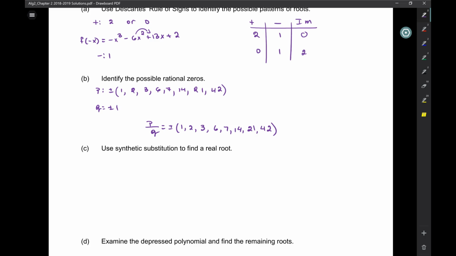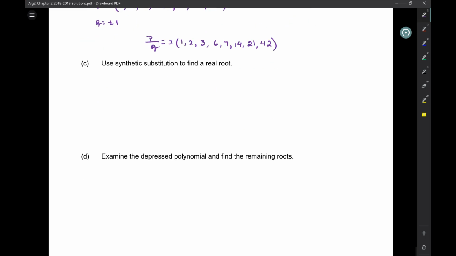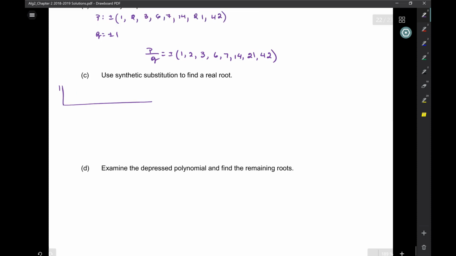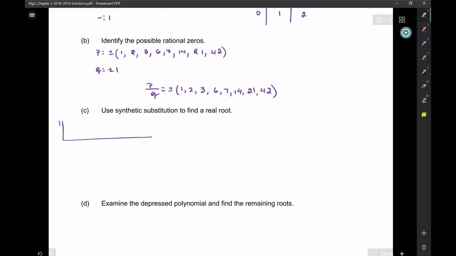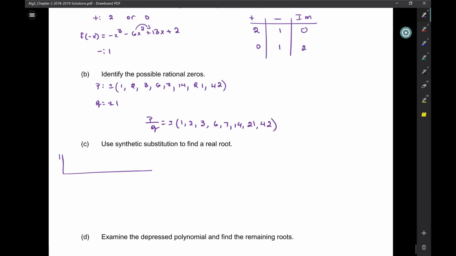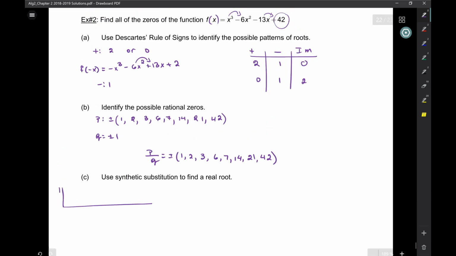Okay, so let's start with the 1. Let's start with 1 and do synthetic division here. Conserve some of your space here so you don't run out. Here we're going to put the coefficients of f of x. Exponents 3, 2, 1, 0 are all there, so we're good to go. 1, -6, -13, 42. Go ahead and do this.